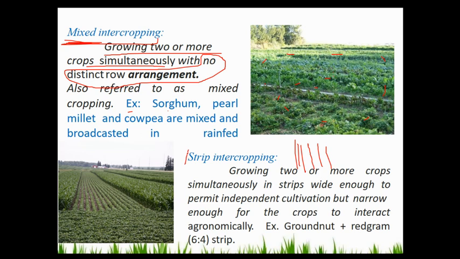The second one is strip intercropping. The term itself indicates strips. The definition says the growing of two or more crops simultaneously; the sentence explains that two or more crops should be there, and they should be grown simultaneously in strips.